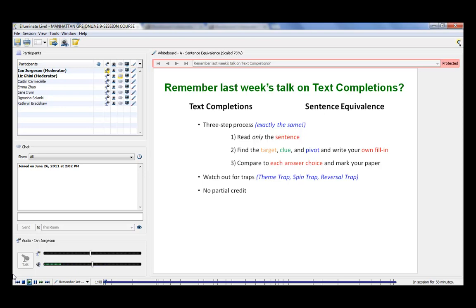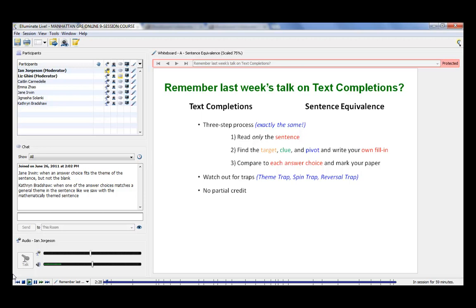You might run into a theme trap. Everybody remember what a theme trap is? All right, Catherine's giving me a smiley face, so type it in. What's a theme trap? Give me a description of what a theme trap is. All right, we got: when an answer choice fits the theme of the sentence but not the blank. Yeah, matches a general theme in the sentence. You guys both have it. Absolutely. These are really common.